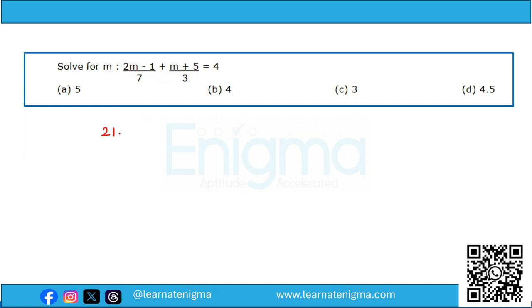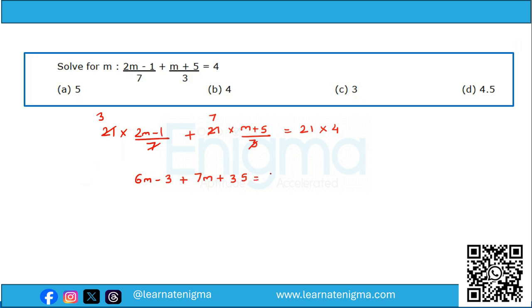So it becomes 21 into (2m minus 1) upon 7 plus 21 into (m plus 5) upon 3 is equal to 21 into 4. So 7 3s are 21, 3 7s are 21. So now expanding this, 3 into 2m, that is 6m minus 3 plus 7m plus 35 is equal to 84.